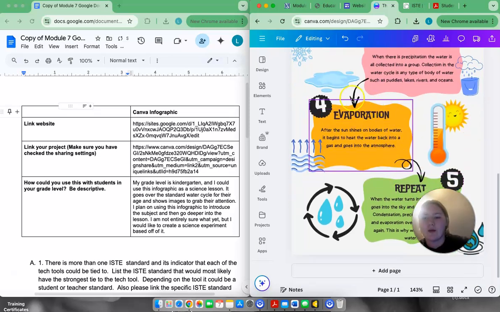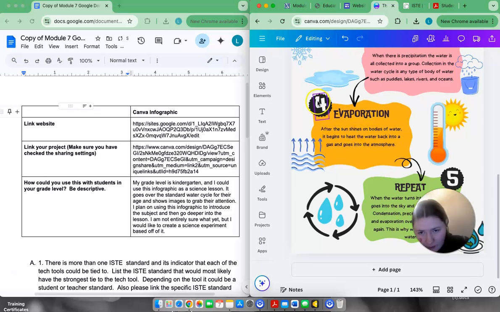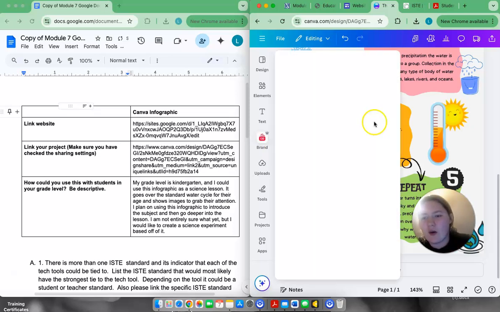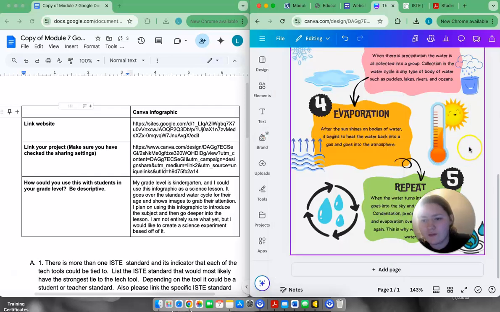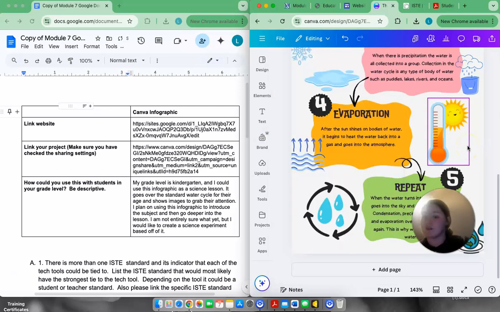Next, we have evaporation, number 4. After the sun shines on bodies of water, it begins to heat the water back into gas and it goes into the atmosphere. And this is the only picture I could find that was kindergarten related, like that they would be like, oh, it's going up, which it still might be hard to understand. So then I have the heat thermometer over here with the sun showing that the sun is what's heating it up. And then we have repeat.